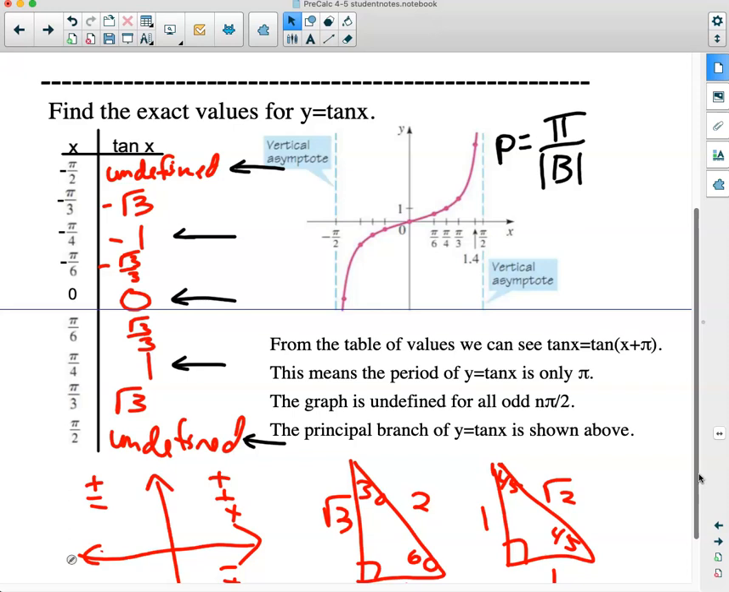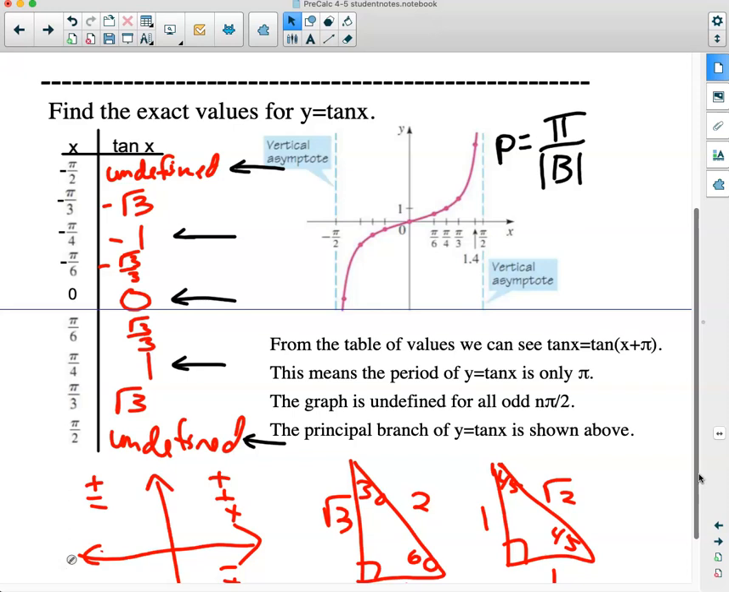So it's not just negative pi over 2 and pi over 2. Now make it 2 pi over 2. No, not 2 pi, because it said odd. So then you go to 3 pi over 2. Not 4 pi over 2, but 5 pi over 2. Which makes sense because it would be every 1 pi. We would add that. The principal branch of y equals the tangent of x is shown above.